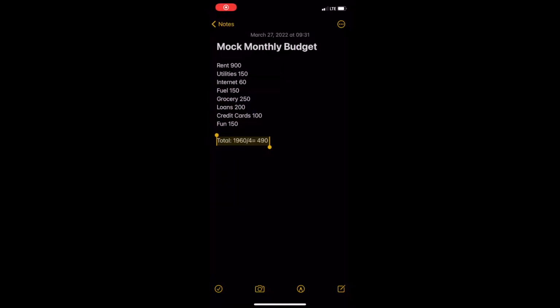And some people have student loans, credit cards, so I also kind of threw that in too, just giving a variety of realistic expenses. So student loans, I put 200, credit cards, I put 100, and then I just put fun 150. Here we have our total 490, so that will be what comes out of your main checking account every pay period.